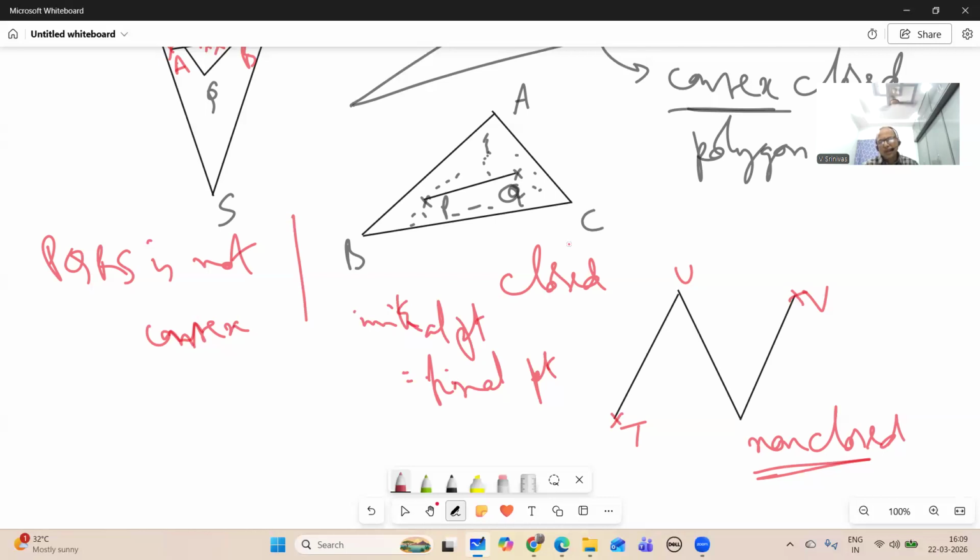You have to understand the difference. You have to differentiate between these two figures, right? That's about convex figures and closed figures.